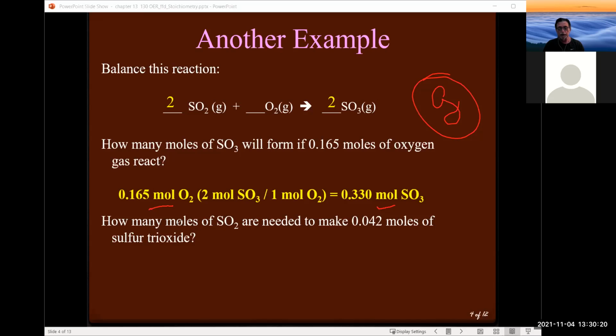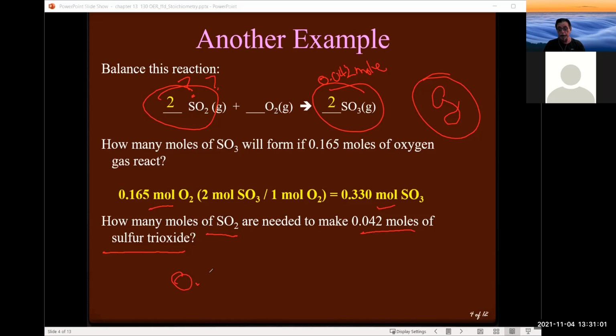All right, so in the next question: how many moles of sulfur dioxide are needed to make 0.042 moles of sulfur trioxide? And so now we are talking about sulfur dioxide and sulfur trioxide, okay? We need to know how much sulfur dioxide we need to start off with to make 0.042 moles of this. Notice our numbers are getting smaller. We're getting into the lab scale, but that ratio is still the same.